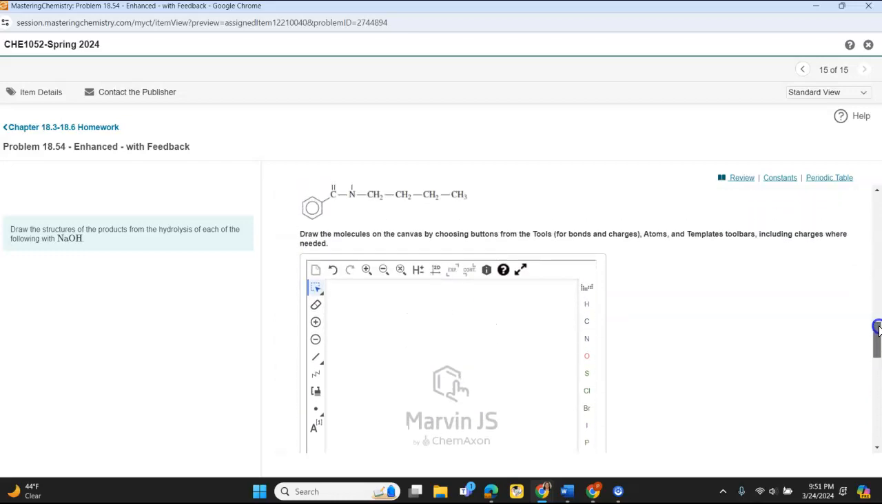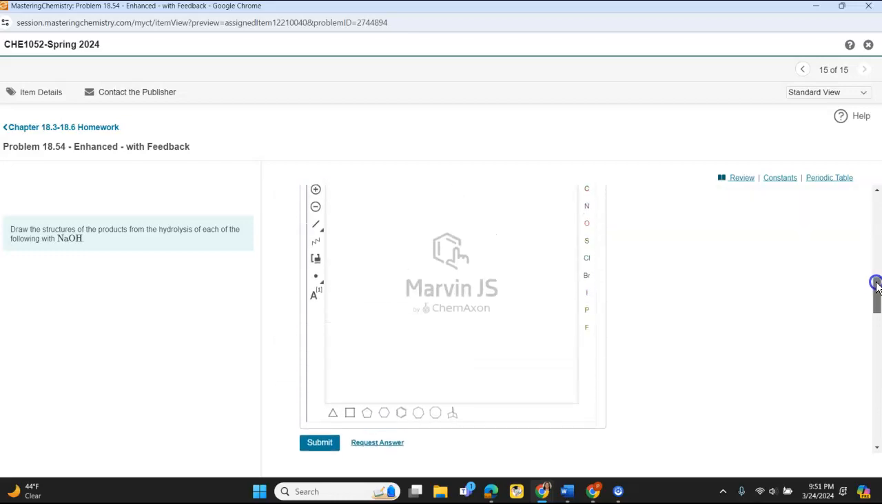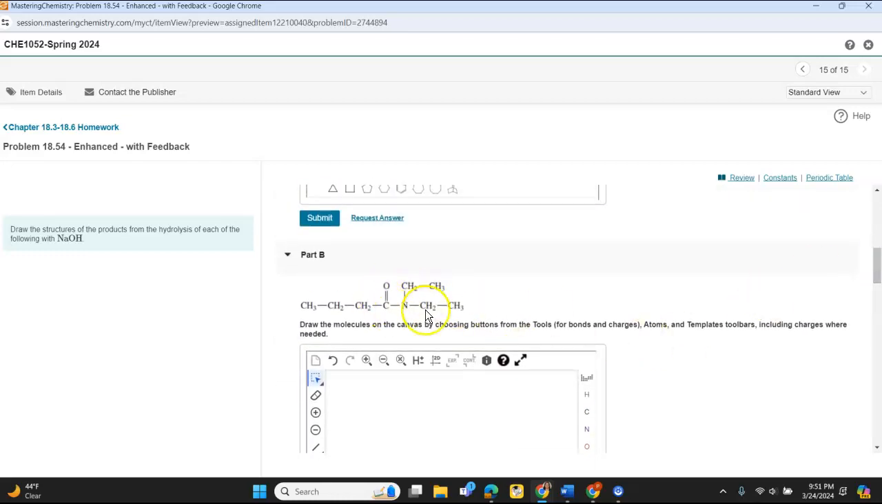Just like that, follow the same way to answer these questions as well. Don't worry about the structures. You do the same thing. Break up the amide bond and then add ONa to the carboxylic acid fragment and a hydrogen atom to the amine fragment.